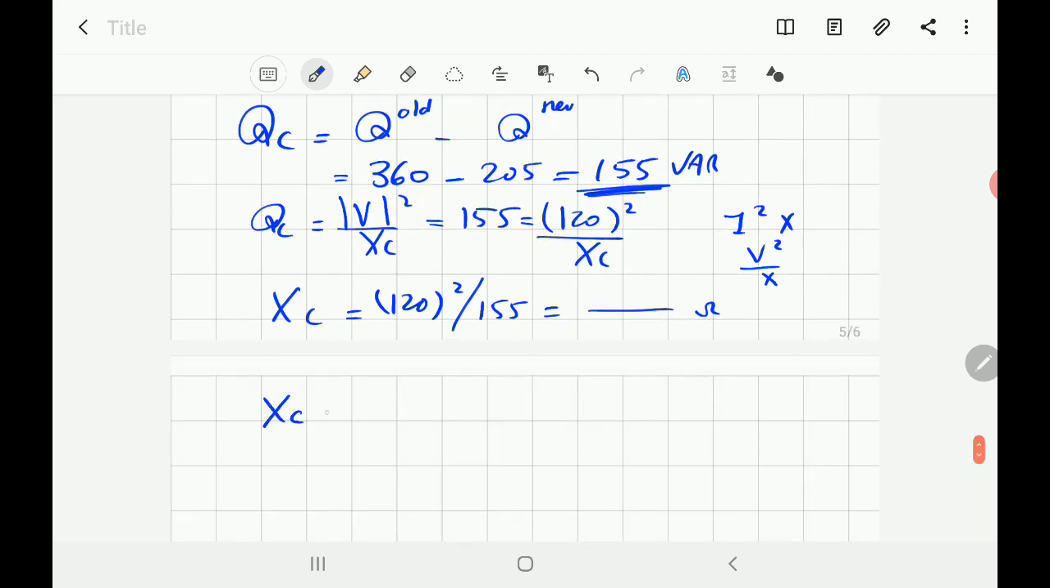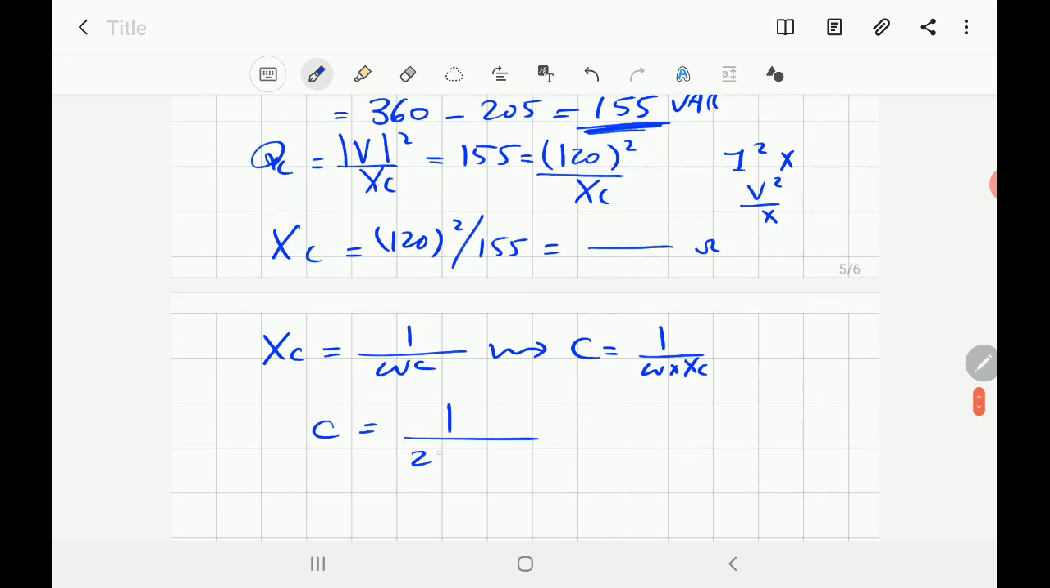So what's the relation between XC and C? XC is equal to 1 over omega C. It means C will be equal to 1 over omega times XC. Omega is equal to 2 pi f and the frequency equals 60. So this is omega here, times XC. XC you already calculated from this value, 120 squared divided by 155. So put 155 on the top, and then you calculate and find it is equal to 28.5 microfarad.